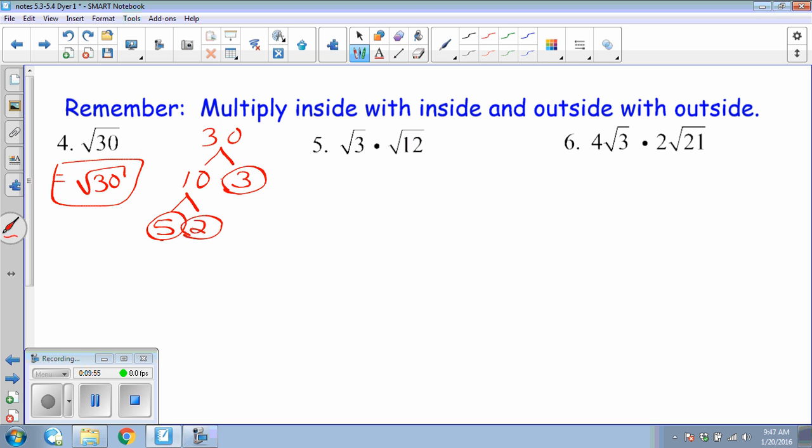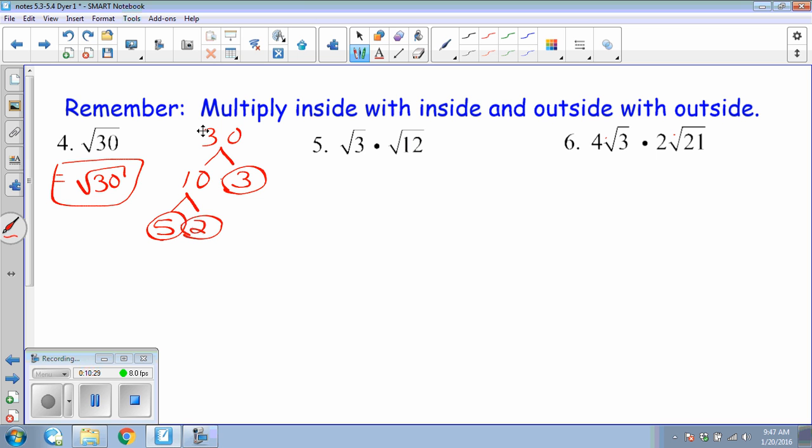Okay, it can't be simplified anymore. You have to have a pair to be able to take out for it to change. Now, when you have a square root times a square root, you multiply the inside with the inside and the outside with the outside, okay? Because these are all factors. This is 4 times the square root of 3 times 2 times the square root of 21. The operation between 4 and the square root of 3 is multiplication. It's 4 times the square root of 3. So when you have a bunch of things multiplied together, they can all be shifted around, okay?